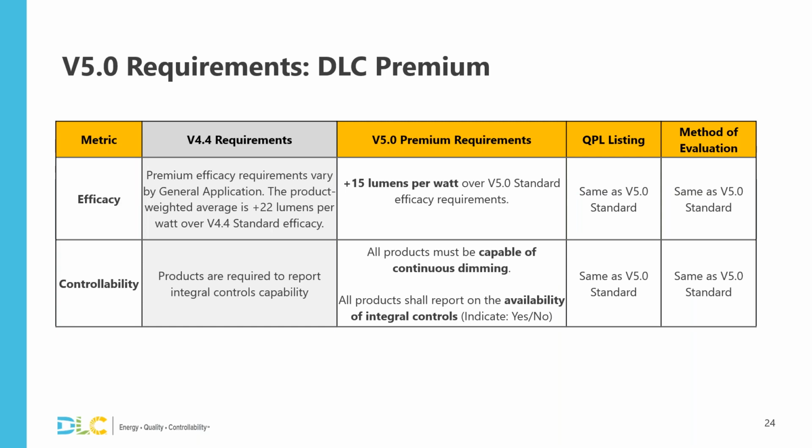So looking at these requirements in more detail, the change to efficacy simplifies the requirement. Under 4.4, the efficacy increase for premium varied by general application. A few slides ago, Axel had the efficacy table up, and you may be familiar with those, or you may have noted that there was quite a variety of efficacy increases for 4.4 premium. And that weighted average increase was 22 lumens per watt. Under 5.0, the efficacy increase is that 15 lumen per watt applied across the board to all general applications.